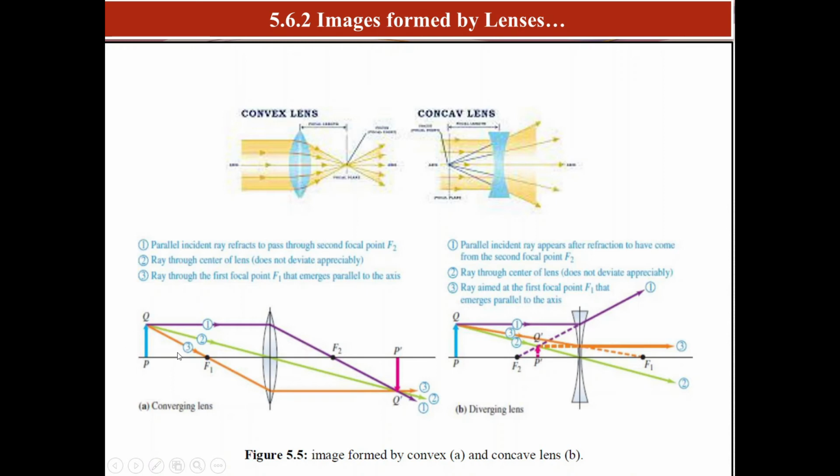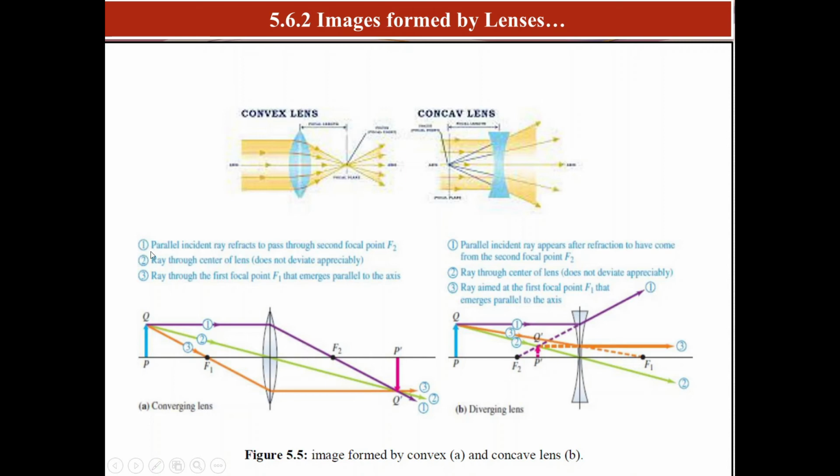This image is really inverted, as you can see here. This is a focal point. So a parallel incident ray, after refraction, passes through the second focal point. Look, this one is a parallel line as compared to this line. This parallel line, after it passes this lens, passes through the second focal point.